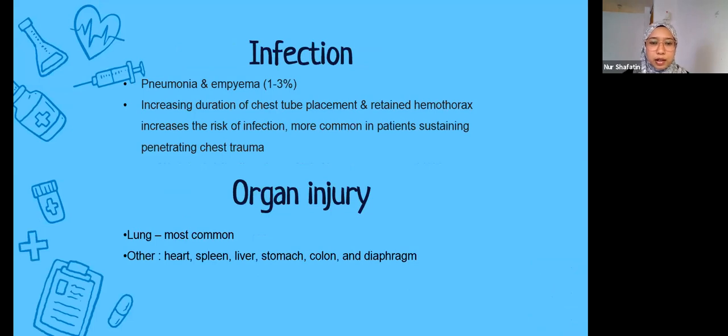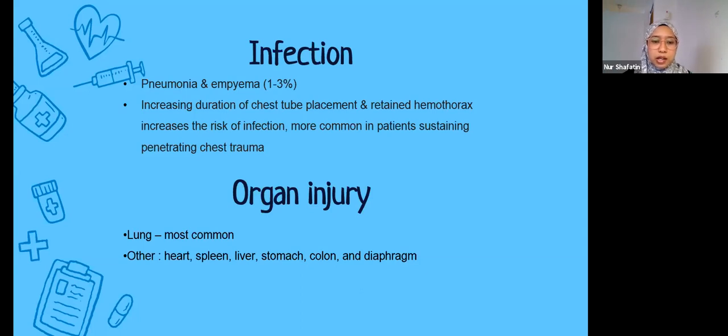Other than that, complications include infection, whereby in about 1 to 3% of chest tube inserted patients, they can develop pneumonia and empyema. So the risk factors for infection include increased duration of chest tube placement and retained hemothorax, which is more common in patients sustaining penetrating chest trauma.